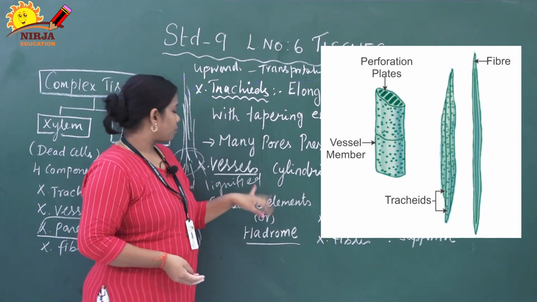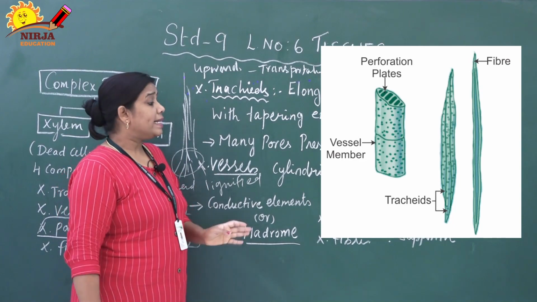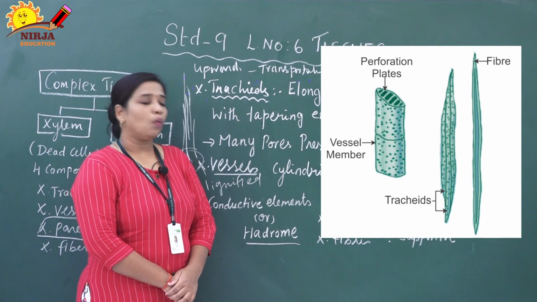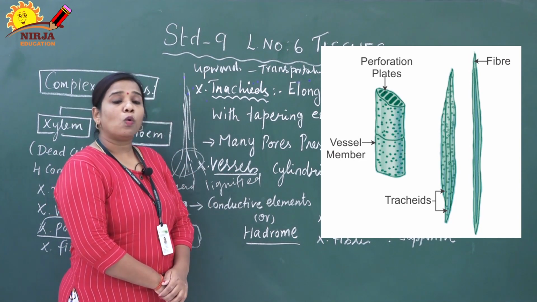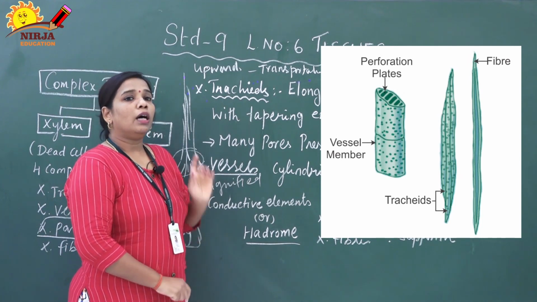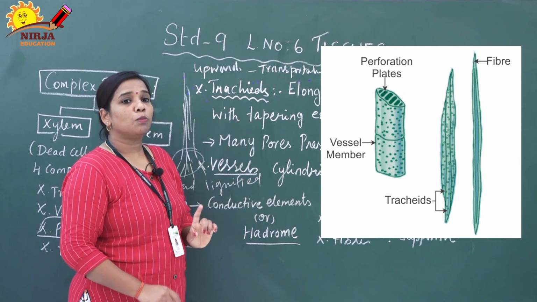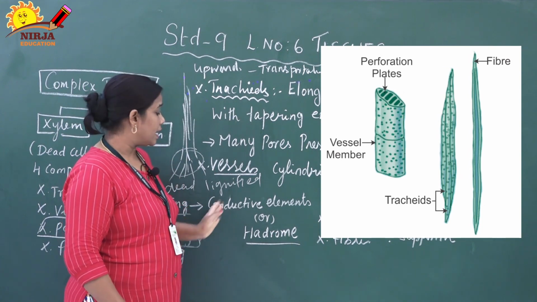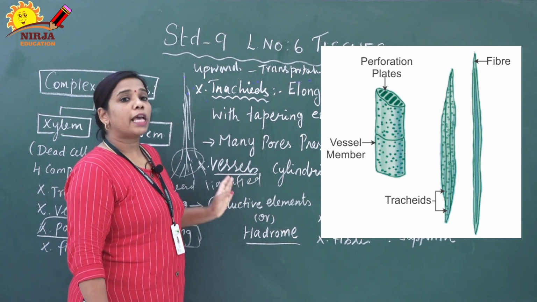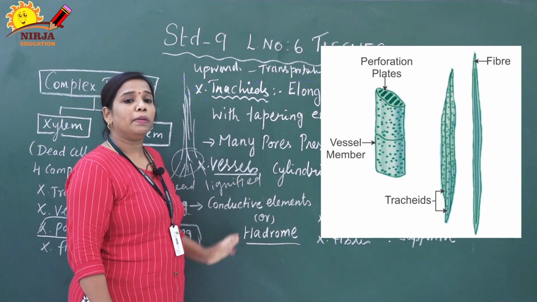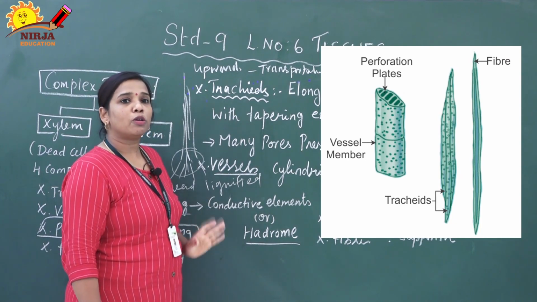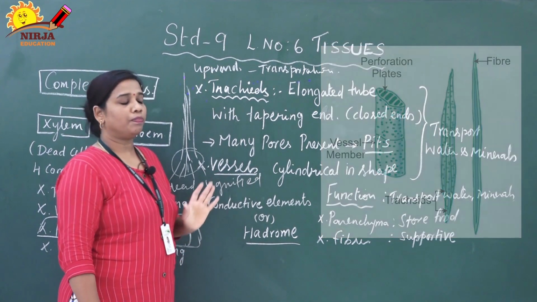Next one is vessels. You can see the picture. It is a broad cylindrical structure, open at one end. This also has pores, and as usual those pores are called pits. So these two, xylem vessels and xylem tracheids, combined are called conductive tissue. I already told you, hadrome is one more name. This helps to transfer water and minerals from roots to other parts of the body by upward movement. That process is called transportation.